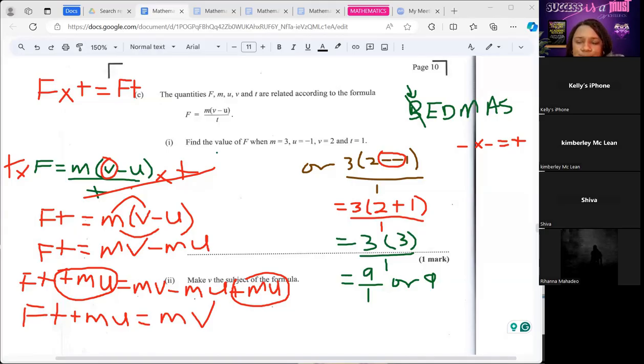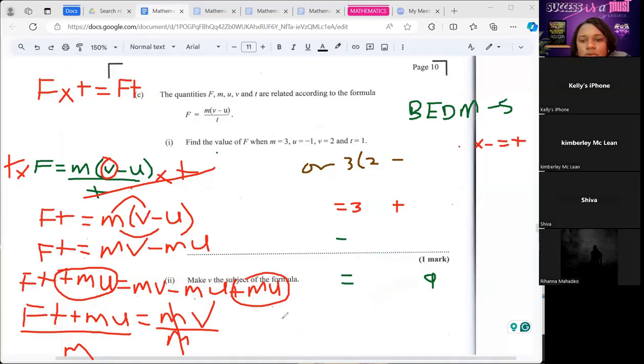What am I supposed to do? To separate the M from the V, you're dividing both sides by M. Because M and V are being multiplied, to separate them, you divide both sides by M, as you said, and this M will cancel off because M into M is 1. So the answer is, I'm going to flip it around, but it's going to be the same answer.